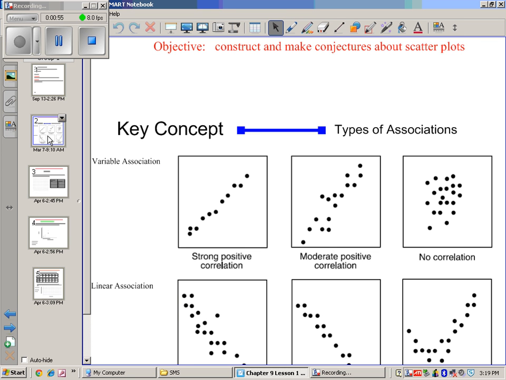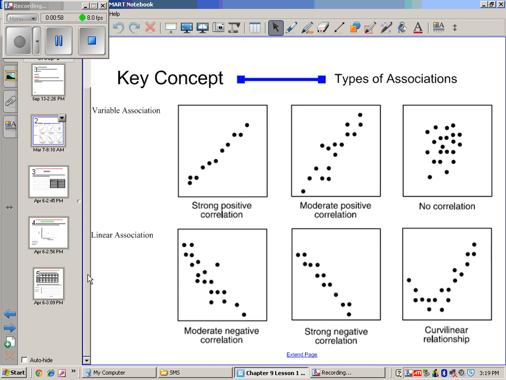Okay, a key concept for this lesson: types of associations. We have variable associations and linear associations. We're going to take a look at the graphs that we have. First one says strong positive correlation. The bottom line would be the x-axis and this would be the y-axis. As you see, as the x goes up, the y goes up. So we would say this is a positive association, because as one goes up, the other goes up.